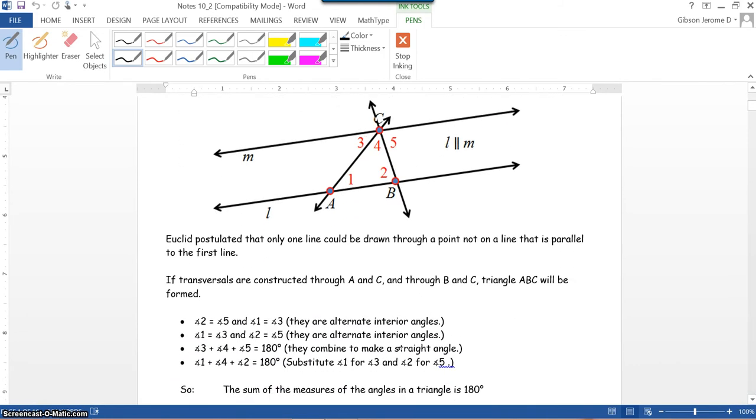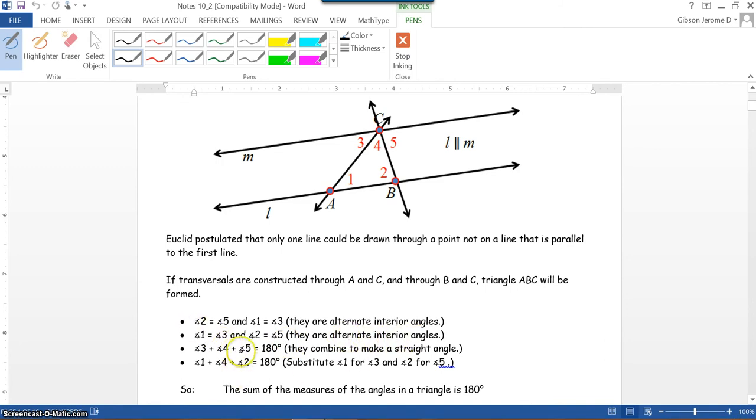Euclid postulated that only one line could be drawn through a point not on a line that is parallel to the first line. If transversals are constructed through A and C and through B and C, triangle ABC will be formed. Angle 2 is equal to angle 5 and angle 1 is equal to angle 3. They are alternate interior angles.